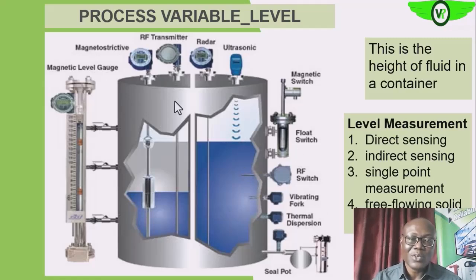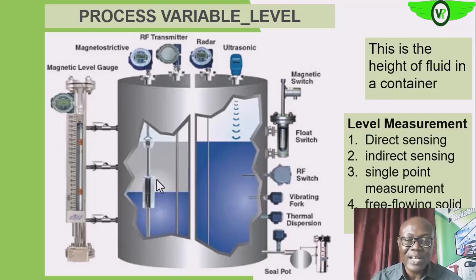As you can see on your screen, this is a manual gauge. See the sight glass, that gives you a clear indication of the level of fluid in this vessel. As the fluid is rising, the connection is done such that the pointer or the indicator on the sight glass will also be rising to give us a clear indication of the level within the vessel. So that's the manual.